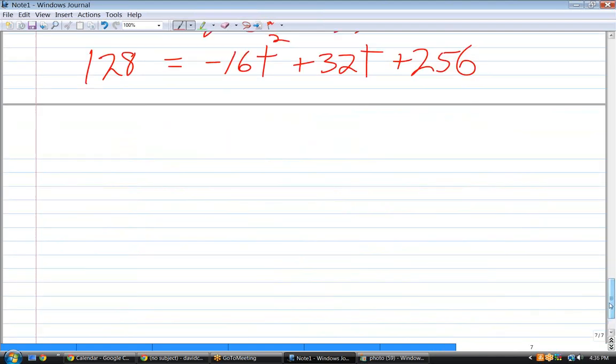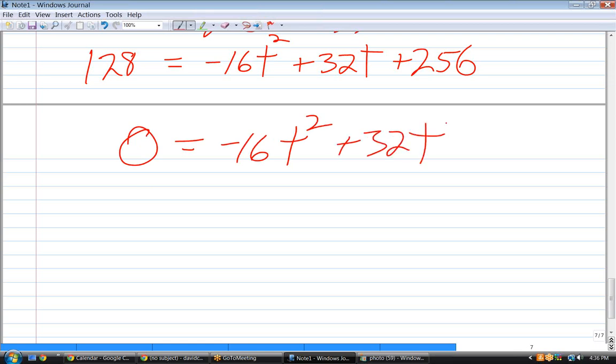We're solving for t. So how do we solve that? What's the first thing you really want to do when you have something that looks like a regular quadratic form and you're trying to solve it? Subtract 128. In other words, get 0 on one side. So 0 equals minus 16t squared plus 32t plus 128. Now factor out the greatest common factor. It'll make it easier to solve. What is the greatest common factor here?